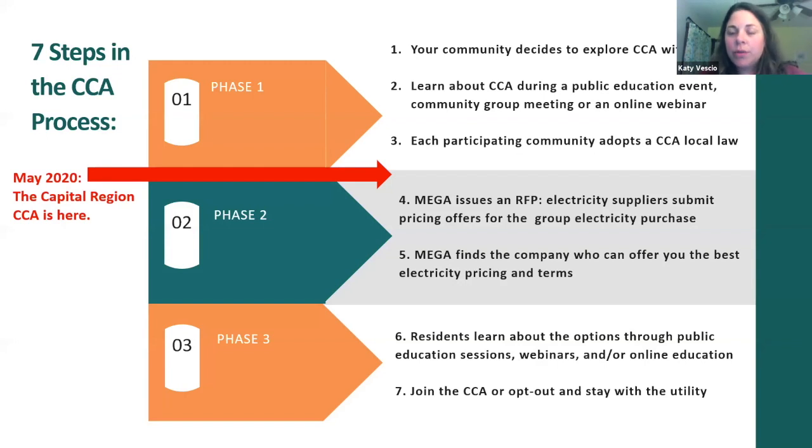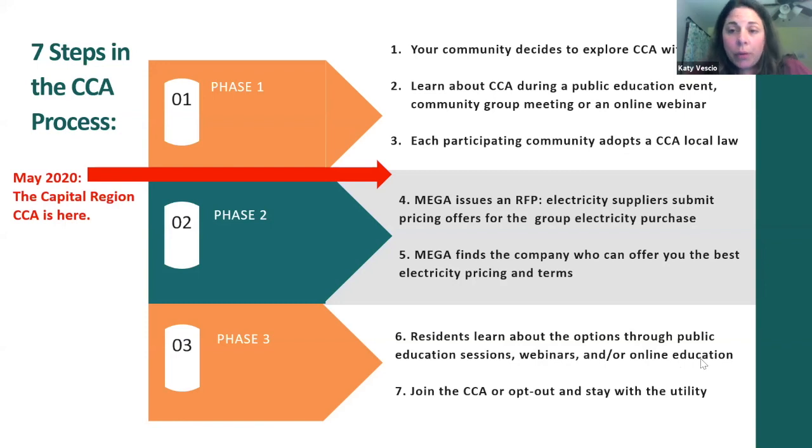Phase 2 really ends when your elected officials make the decision. They look at the options that are before them, presented by MEGA, and they decide if they will move ahead and proceed with CCA, or if they do not want to proceed with the program, okay?